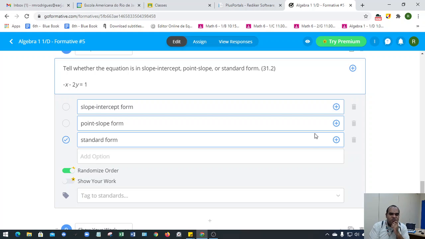Negative x minus 2y equals 1. What is the characteristic of this one? Oh, mister, this is standard form. Why? Because x is next to y, so they are mixed, sometimes with a number. Great, it is standard form.